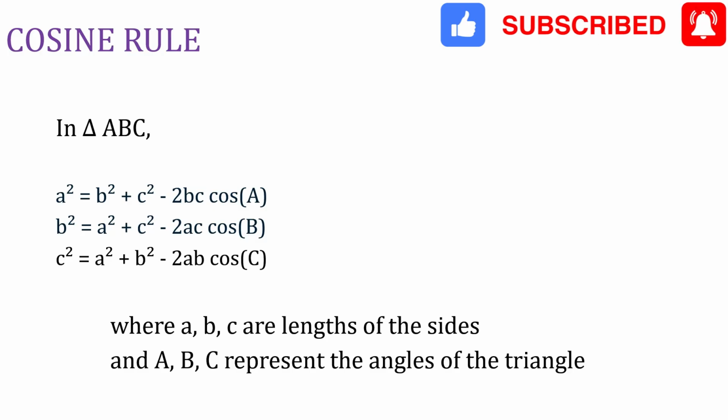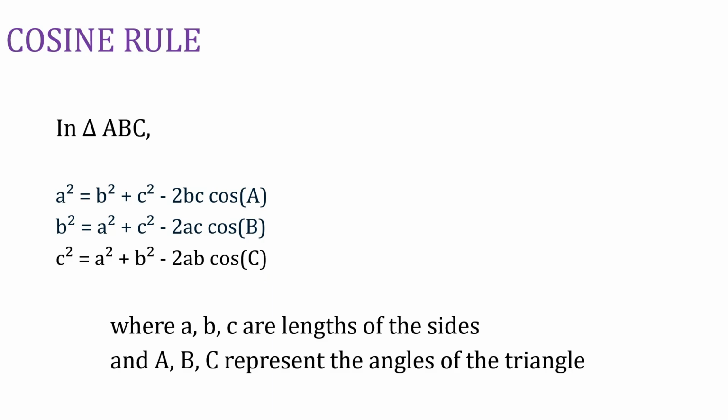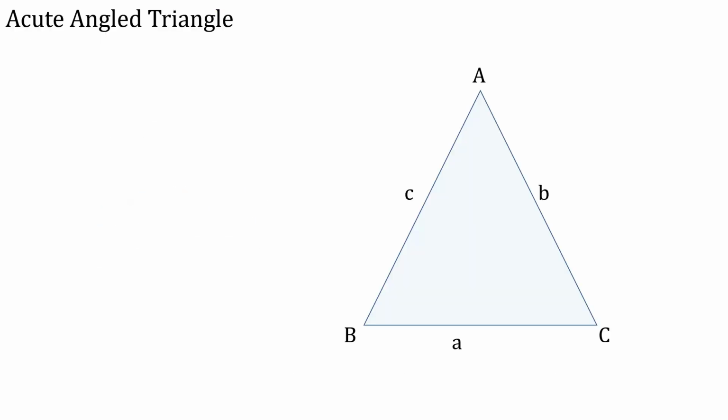Now we'll derive this cosine rule for all types of triangles, and in each case we'll try to derive the second one, the middle one, that is for b square. Now consider the acute angle triangle. In this case, just draw a perpendicular from the vertex to BC. Now we have two different triangles here.